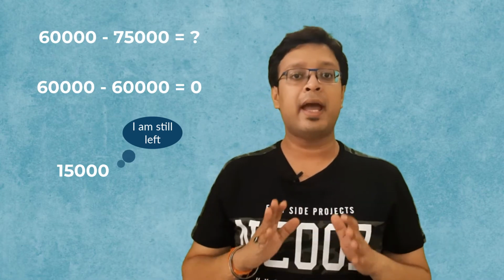We can subtract 60,000 from 60,000, which gives us 0, which is a whole number. But after subtracting this 60,000, we still have 15,000 left, which we need to subtract. How do we do that? Can whole numbers provide us with an answer? No, whole numbers fail to do this operation. The limitation of whole numbers now forces us to introduce the concept of negative numbers.